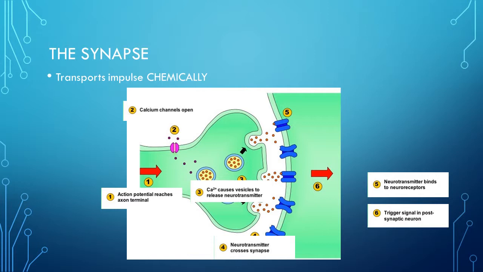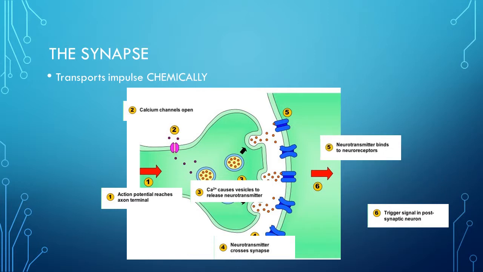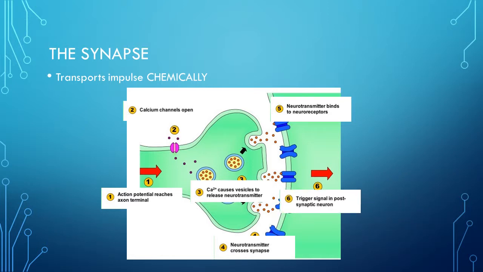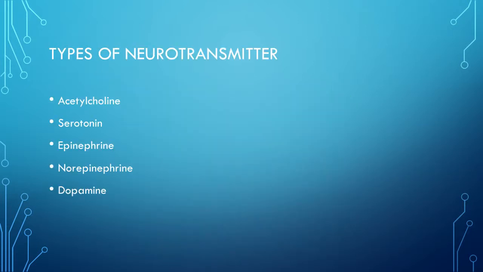Once the neurotransmitter is released, it travels across the synapse, and when it gets to the postsynaptic membrane, it binds to the neuroreceptors, which are proteins. By binding to these neuroreceptors, they are triggering a signal in the postsynaptic neuron membrane. Alright, so, examples of neurotransmitters. I'm only showing these so that you can recognize them, but you don't need to stress too much over the different functions and whatnot. So as you can see, we have acetylcholine, serotonin, epinephrine, norepinephrine, and dopamine. Just make sure you know that these are all types of neurotransmitter.